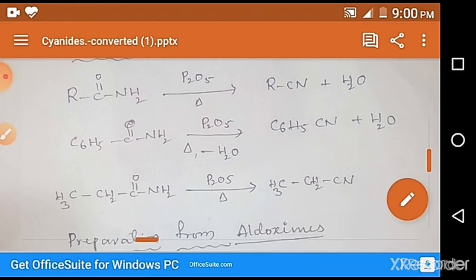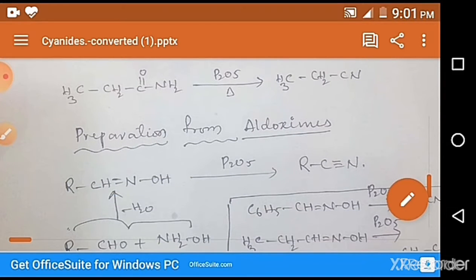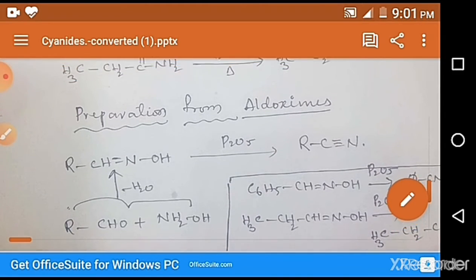No. Same carbons. We are getting cyanides from amides with the same number of carbons. Okay. Then, preparation from aldoxime.